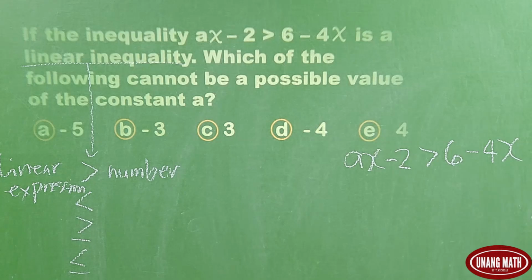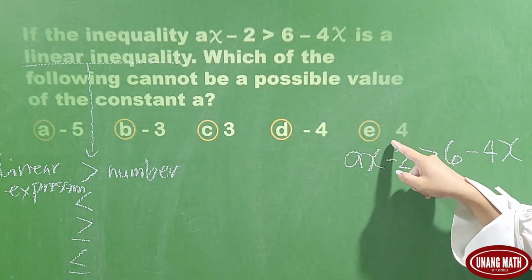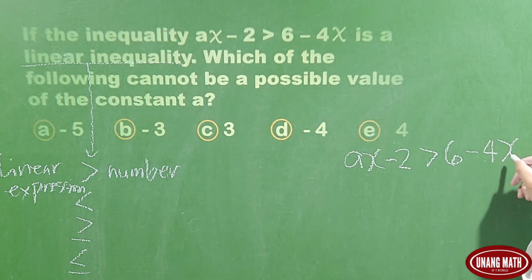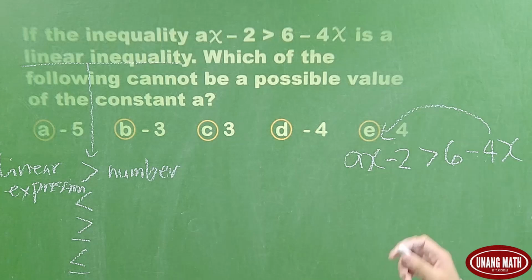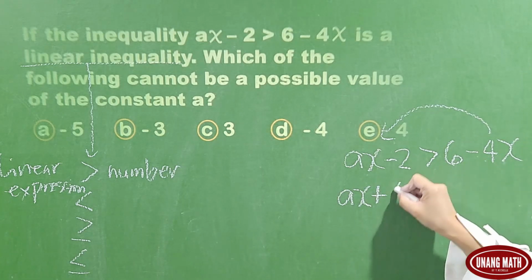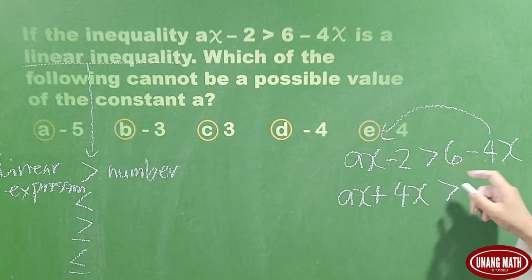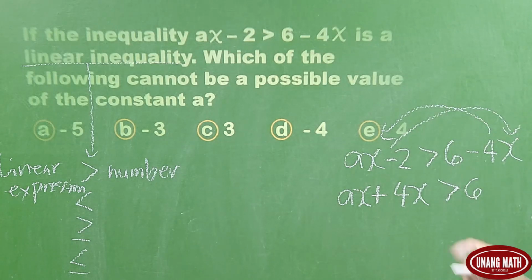Okay, let's transpose the term that has the variable to the left side and the constant to the right side. Since this is negative 4x, if we move it to the left side, it becomes positive 4x. So we have ax plus 4x. Copy the symbol greater than 6, and the negative 2, if we move it to the right side, becomes positive 2. So plus 2.